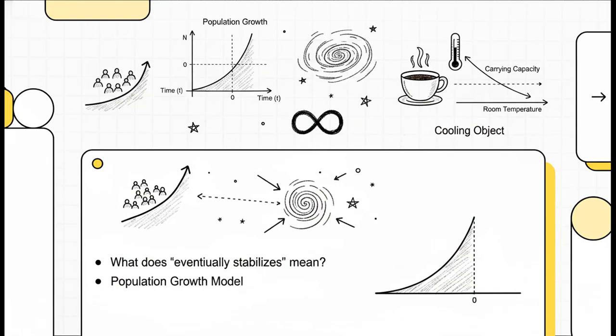Have you ever wondered if a growing population eventually stabilizes? Or maybe if a cooling object ever reaches room temperature exactly? Well, to answer that, we're going to need to look far, far away. We need to look to infinity.